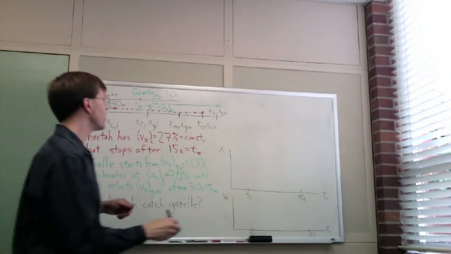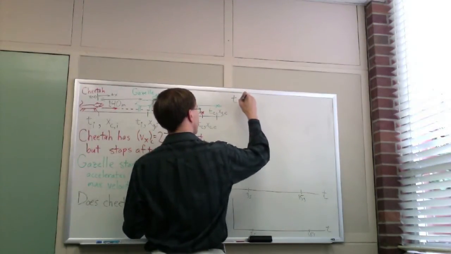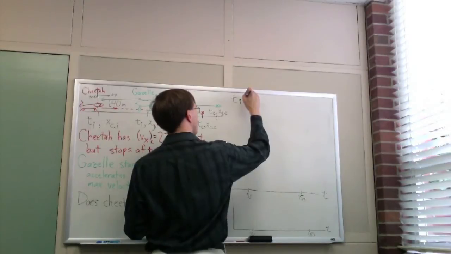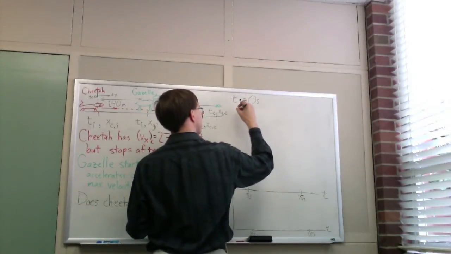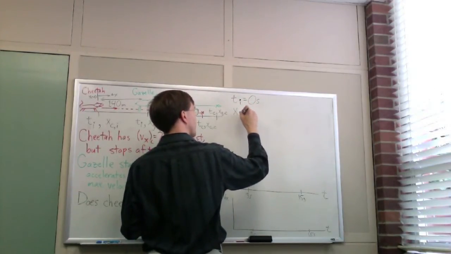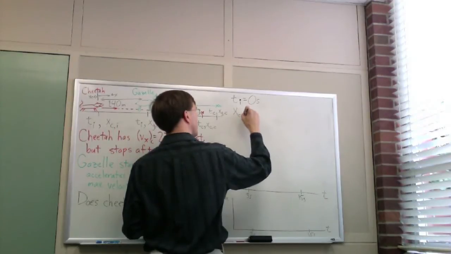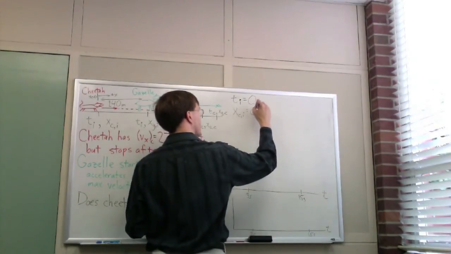So to begin with, my initial time, when the story begins, as usual, I'll call 0 seconds. And as I said earlier, x cheetah at the initial time, I'll call 0 meters.